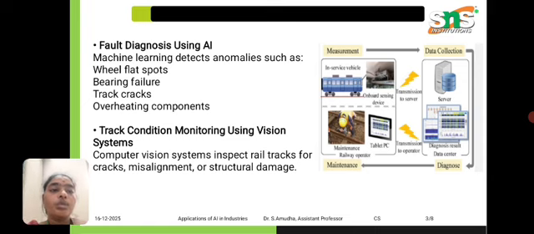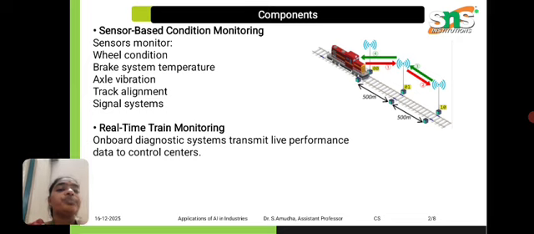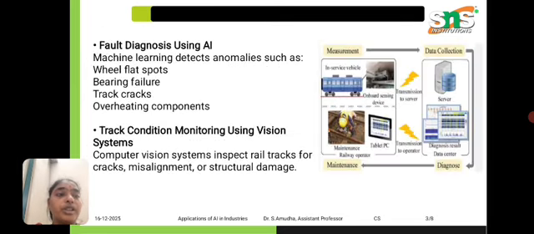Track condition monitoring using the vision system, that is, computer vision systems. Rail tracks are automatically monitored for cracks, misalignment or structural damage. The damage is detected automatically.